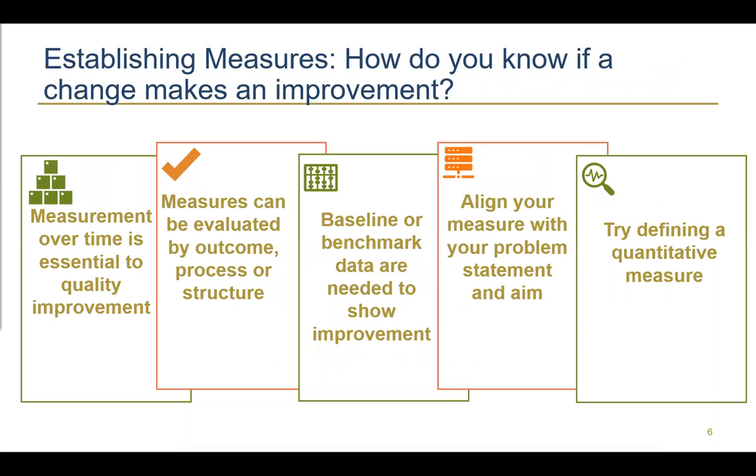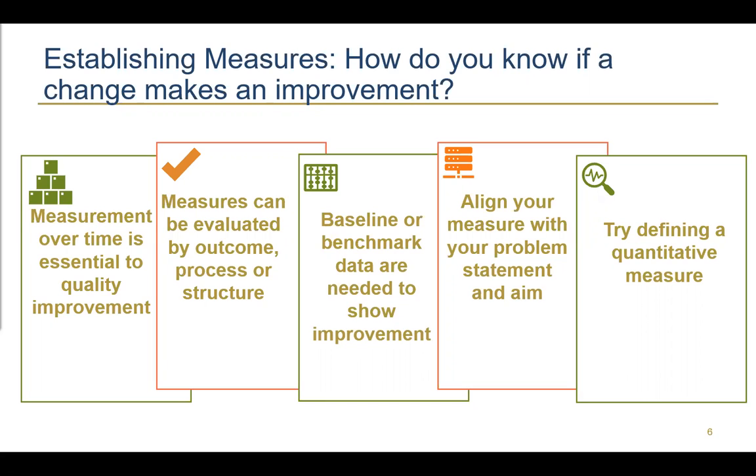Measurement is a critical part of testing and implementing changes. Measures tell a team whether the changes they are making actually lead to improvement. So, how will you know that a change is an improvement? Measurement over time is essential to quality improvement and should be collected as frequently as possible or as often as useful for this test of change for the project. Measures are classified as either a structure, process, or outcome measure. In session 3, we reviewed these 3 types of measures used to assess and compare the quality of healthcare.